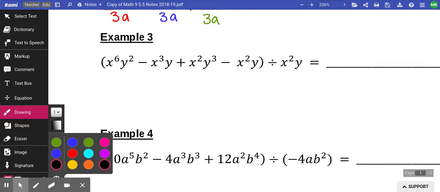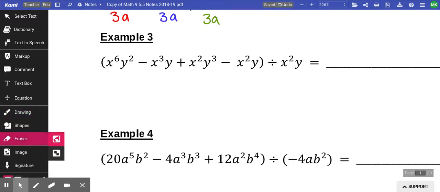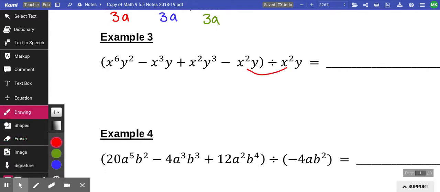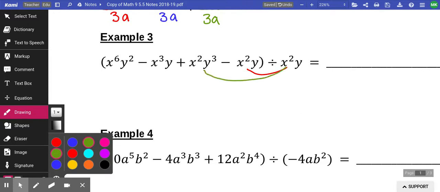Right? I have a big polynomial here. Like this is a very big polynomial. And then I'm dividing by another polynomial. The way we handle that is we just distribute it. So the way I look at this, I need to divide this to x squared y, divide this to x squared y squared, divide this to x cubed y, divide this all the way out here to x to the 6 y squared.